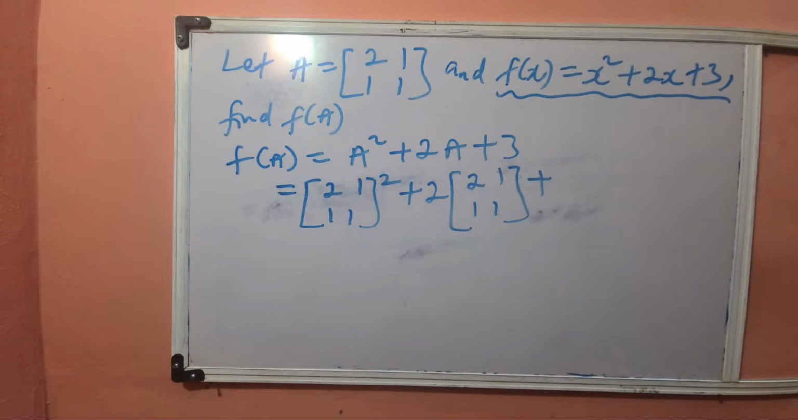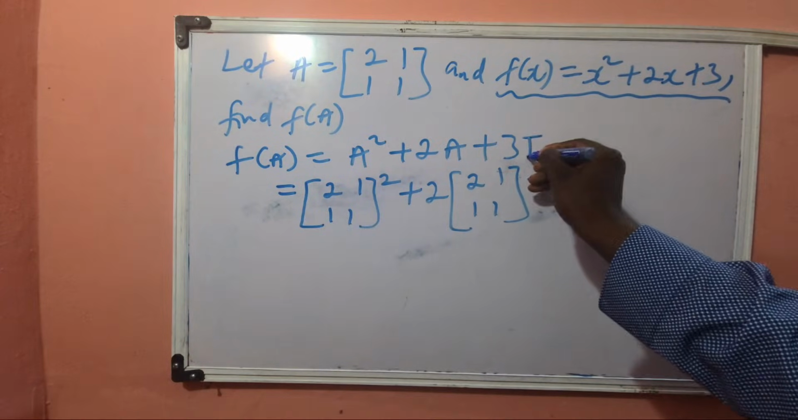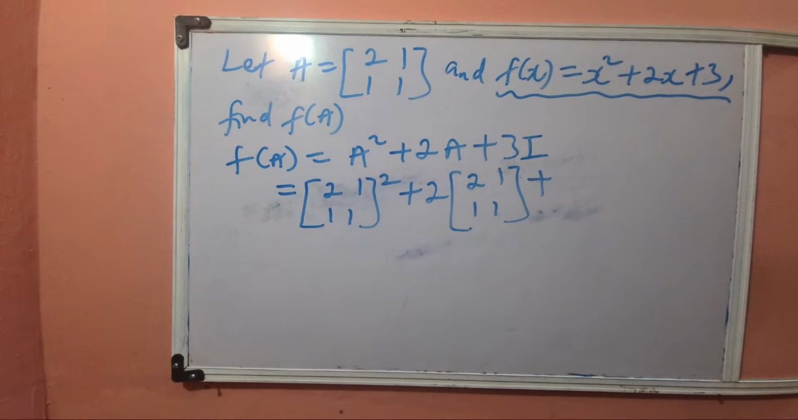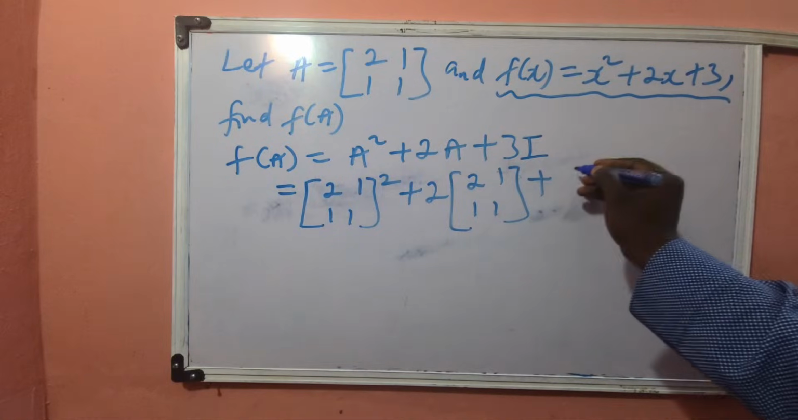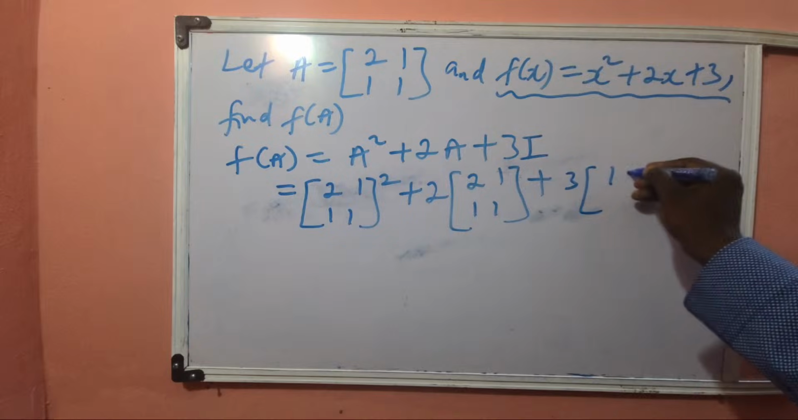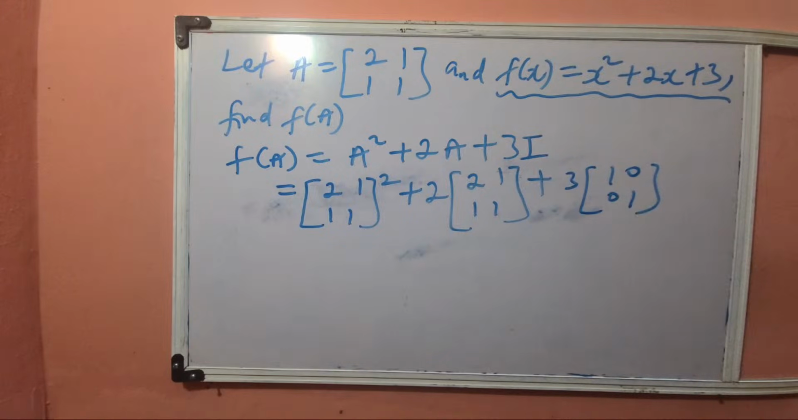You have to fix in your identity matrix. I told you your identity matrix can function for some things. One of them is that where you have an integer value like 3, you can convert it to matrix form by multiplying that 3 with an identity matrix. So what I'll be having now will be 3 times 1, 0, 0, 1.